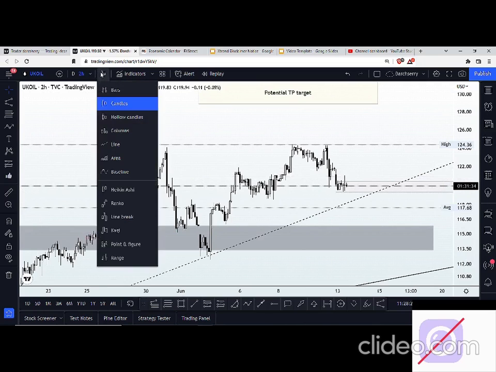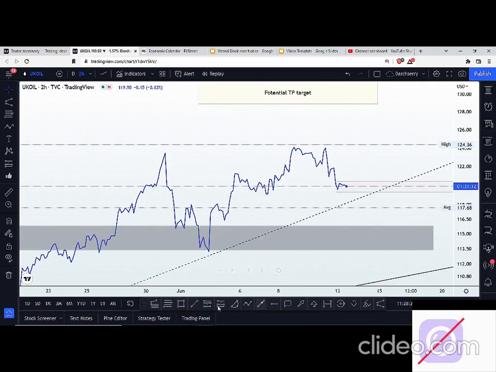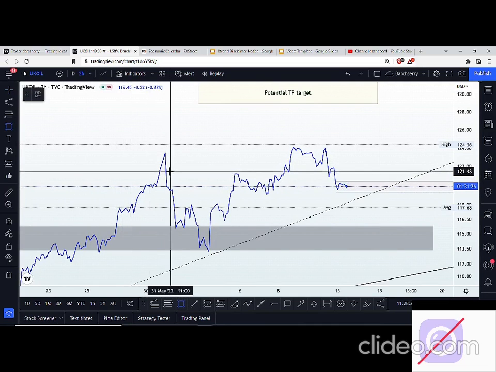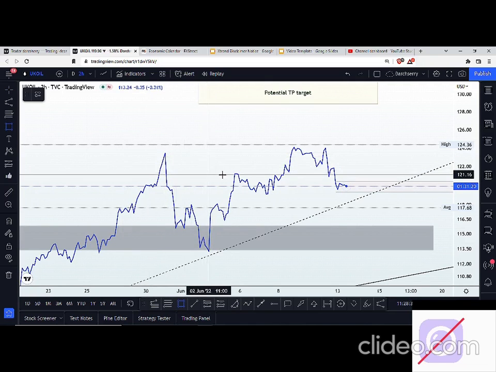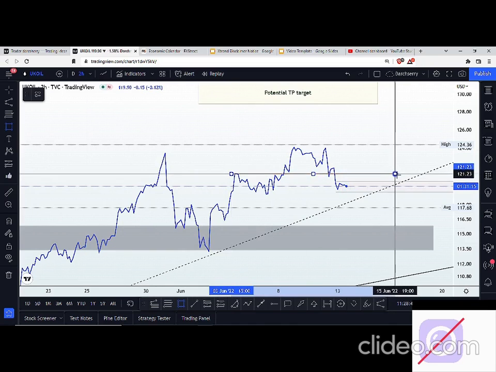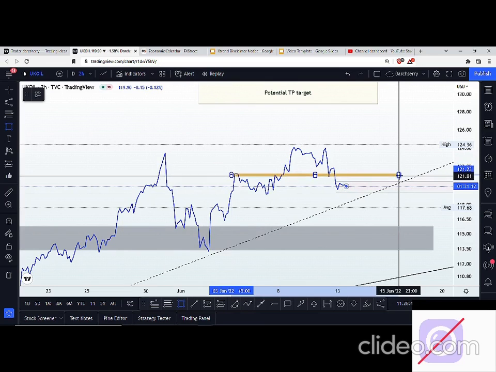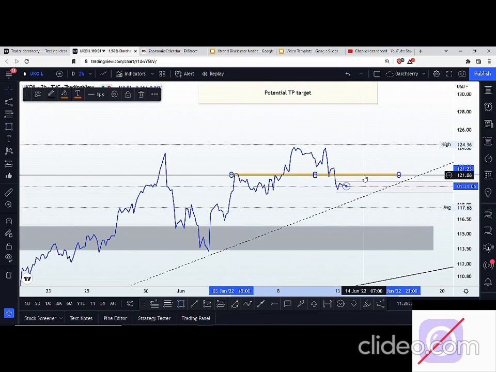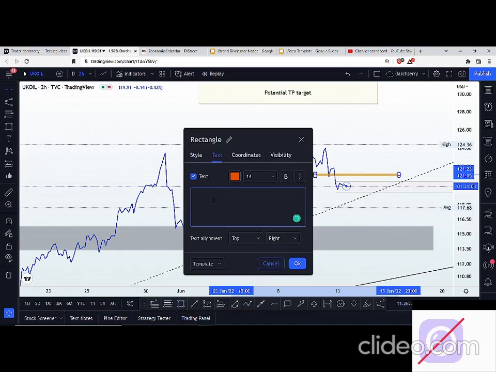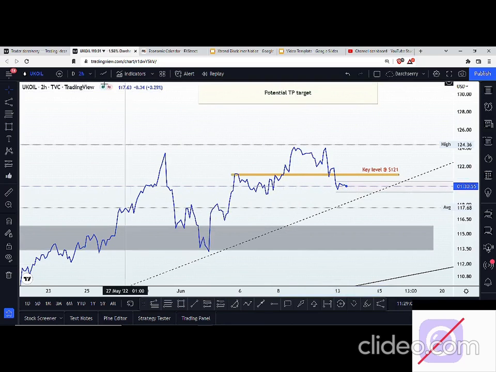So the first thing we want to do here is to identify a key level that will guide our action going into the new week. So the first thing we'll do here is to look left. We have one here and we have another one here. So we want to be choosing the $121 area. Yes, I think the $121 area is most appropriate at this point. So let's label this. So we have a key level at $121. So that's that.